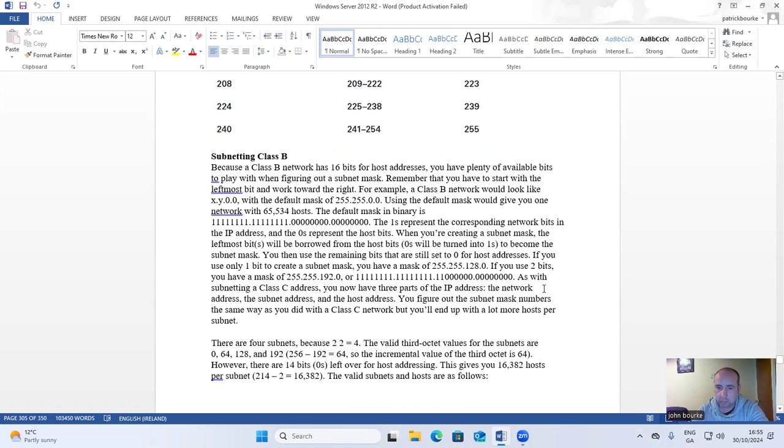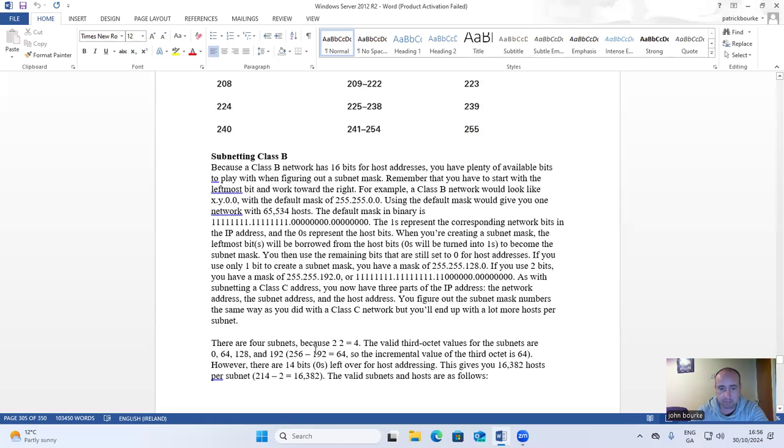As with subnetting a Class C address, you now have three parts of the IP address: the network address, the subnet address, and the host address. You figure out the subnet mask numbers the same way as you did with a Class C network, but you'll end up with a lot more hosts per subnet.